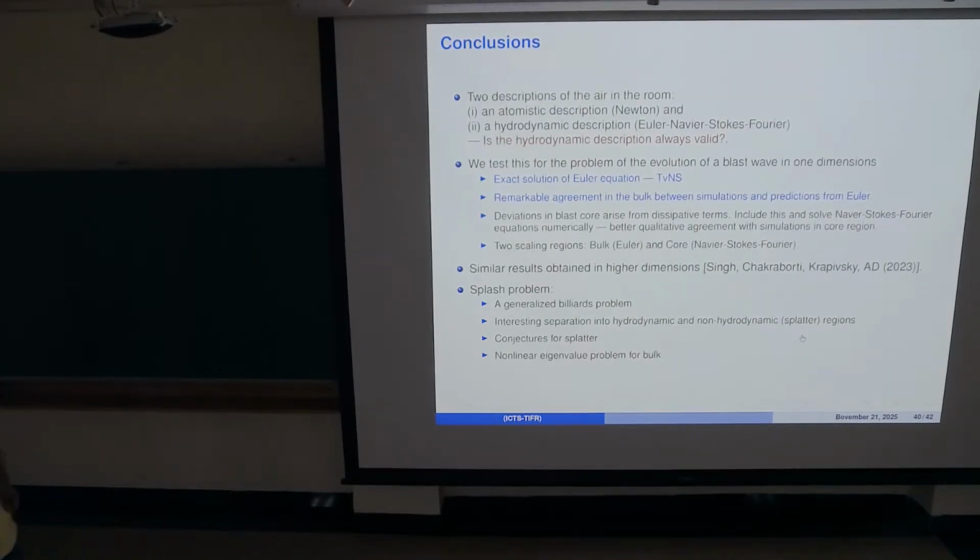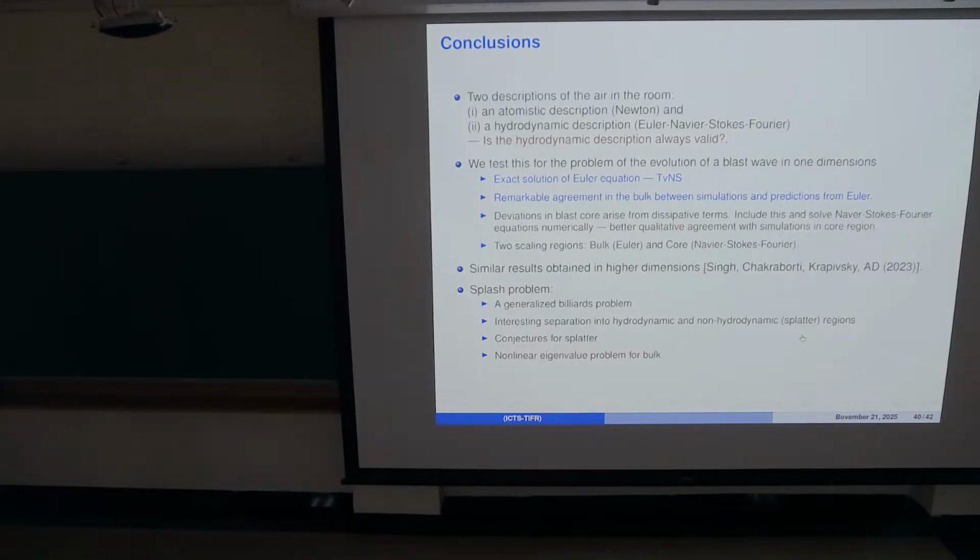Okay, so I think I'll conclude. What I wanted to say is that there are two descriptions of the air in the room: an atomistic description and a hydrodynamic description. And we asked, is this description always good? We explored an extreme situation, the blast wave in one dimension, where we have an exact solution of the Euler equation. We find that mostly there's very good agreement between simulations and predictions from Euler, and there are some deviations which can be understood if you include the dissipative terms.